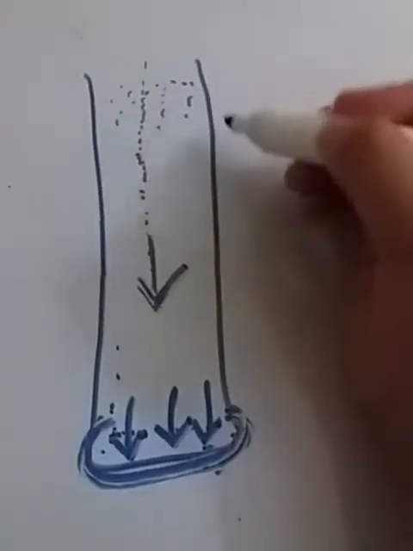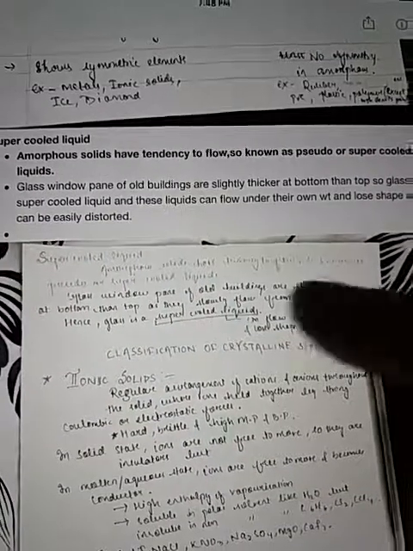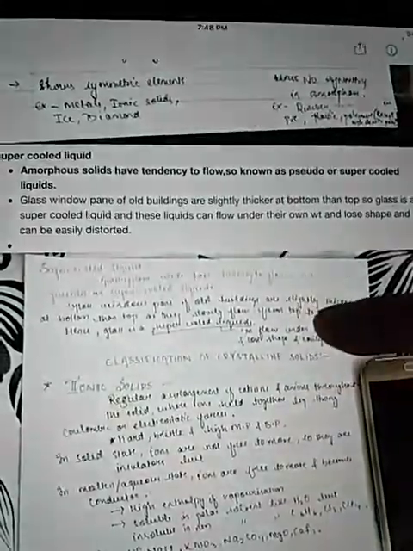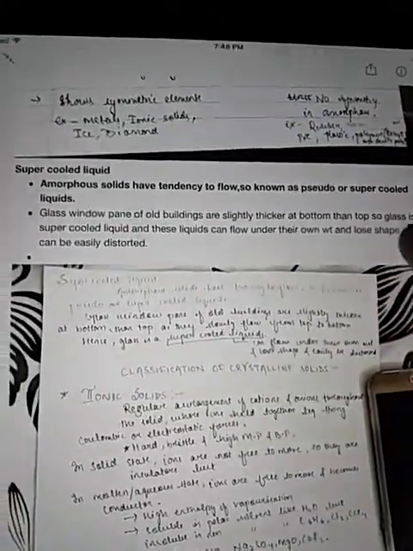So this is the fluidity property, super cooled. Glass is a super cooled liquid. Now the next property we'll see: amorphous solids have a tendency to flow, so they are known as pseudo or supercooled liquids. Glass window panes of old buildings are slightly thicker at the bottom than at the top.